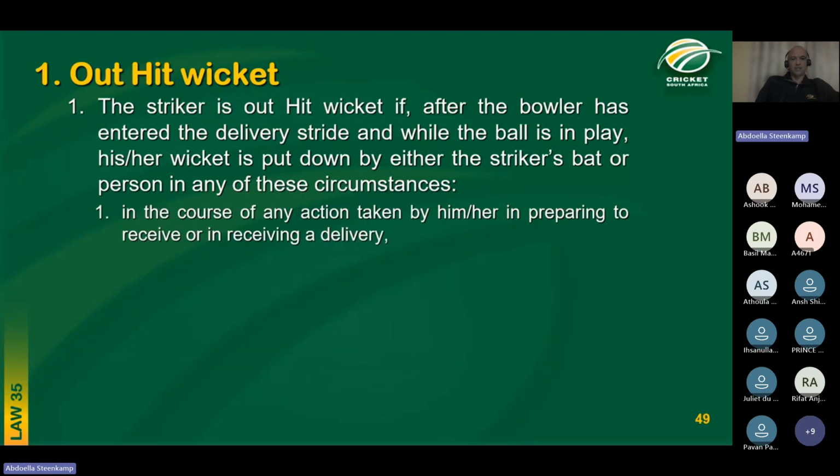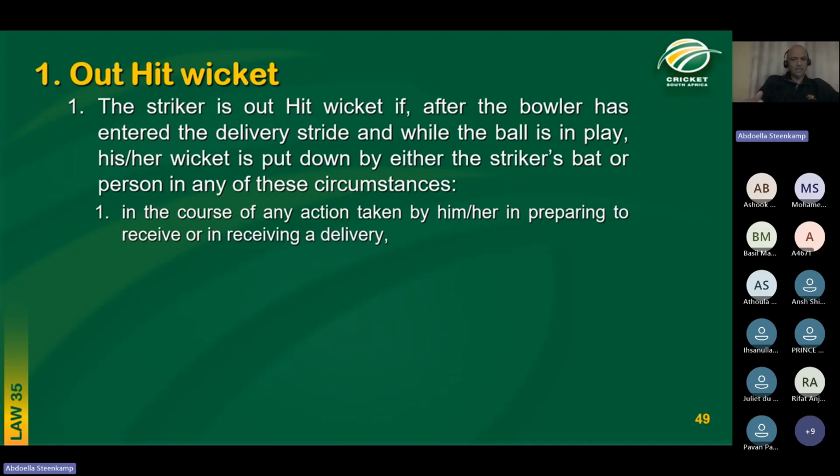Firstly, any course of action taken by the striker in preparing to receive or receiving the delivery. What are examples of course of action taken by the striker? Different batters have different things that happen before the ball gets delivered. Different batters have different trigger movements. You'll find some batters have a back and across trigger movement. Some batters have a forward trigger movement. Some have no trigger movement. Some lift their bat. Some keep it in the air. It depends, different things for different batters.